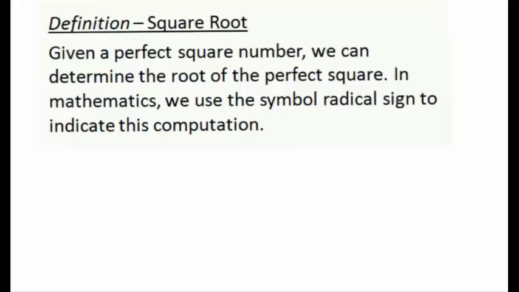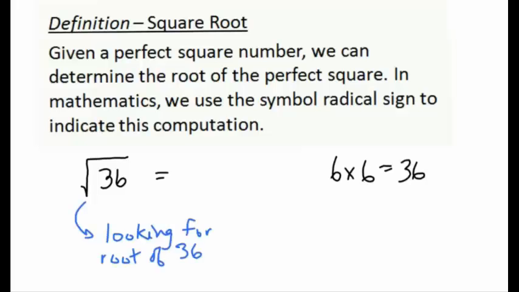Let's say we're given a perfect square number, and we want to determine the root of our perfect square. So, for example, maybe we're given the number 36, and we'd like to figure out what number multiplied by itself is equal to 36. Well, if we want to display this computation in mathematics, we use a radical sign, or our square root sign, to indicate this computation. Remember that 6 times 6 is equal to 36, so we would say that the square root of 36 is the number 6.